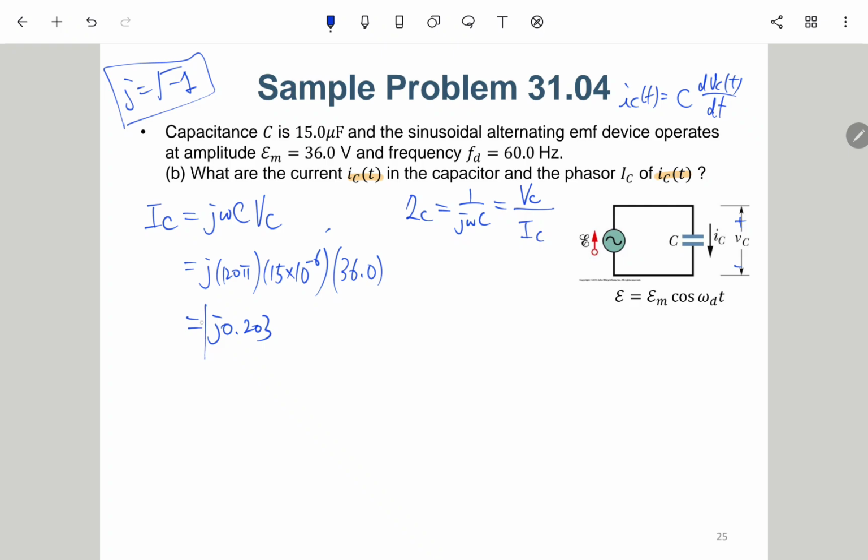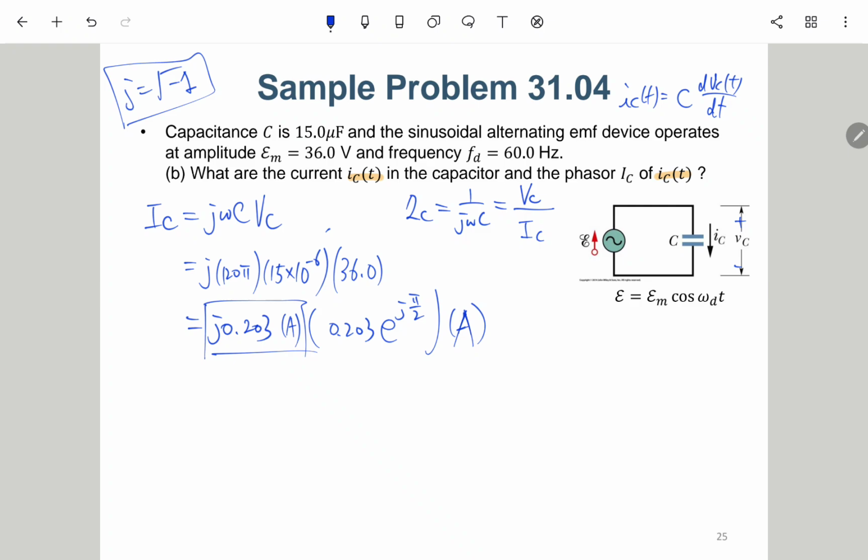So as much as we have, this is the phasor of IC, but actually we can write it in the polar form of the complex number. So this is nothing but 0.203 exponential to j pi over 2. Or actually, we should give it an SI unit. So this is A, a current.